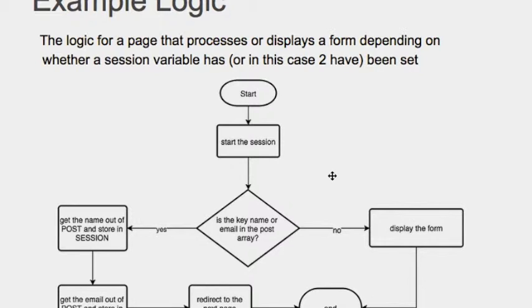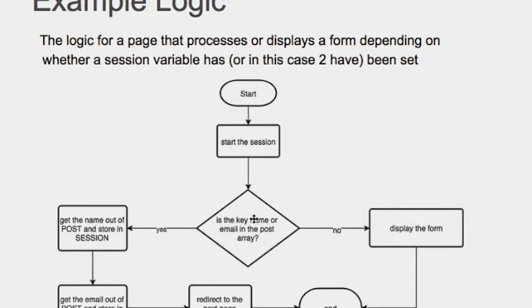So this is the logic for the form that you're going to look at in a minute. So we start the page and we start the session. Always needs to happen first. Then here we're checking, has something been set in the post array? So what this means is, has a form been submitted? Have we pressed submit on a form that has the name or the email in? Our example here is signing up for a mailing list, an email list.